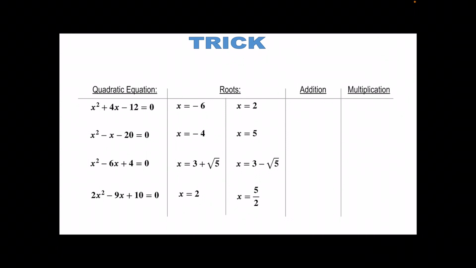In those 3 steps, you have to add the two roots that you have obtained and you have to multiply the two roots. So in the first example, the addition of the two roots is -4 and the multiplication is -12. The same way, the addition and multiplication of the roots in the other examples are mentioned in this table. So now how does this trick work?